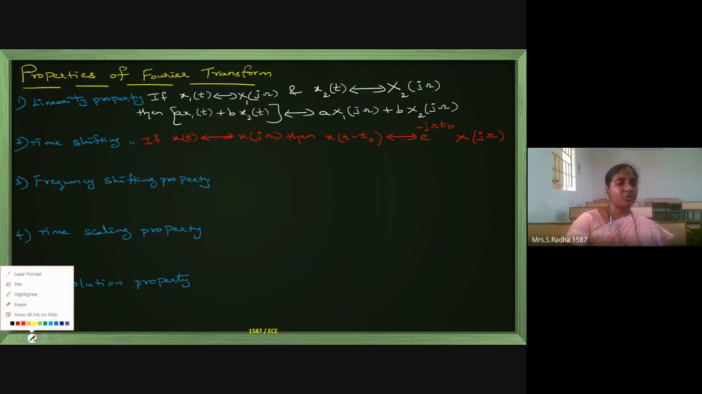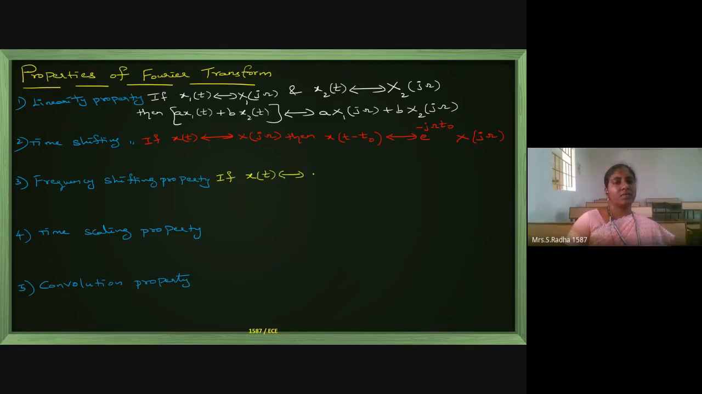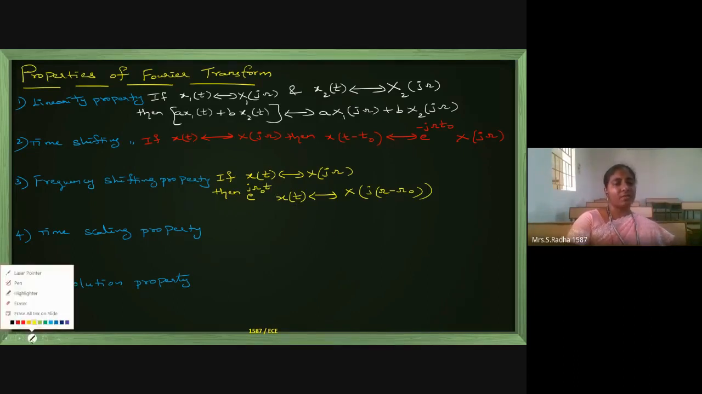Okay. Now I am going to the third property, frequency shifting property. If x of t is a signal, it is having x of j omega. This is the if condition. Then in frequency domain, there is a shift: omega minus omega naught. Then in time domain we will have e power plus j omega naught t into x of t. In frequency domain we are having omega naught shift. So in time domain there will be an equivalent exponential factor, which will give the shift.